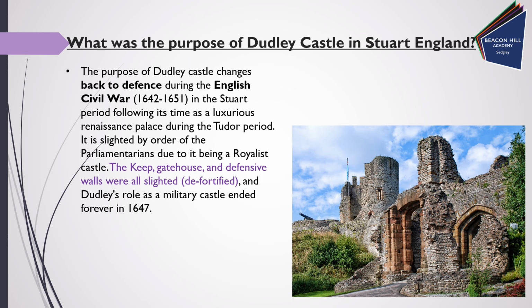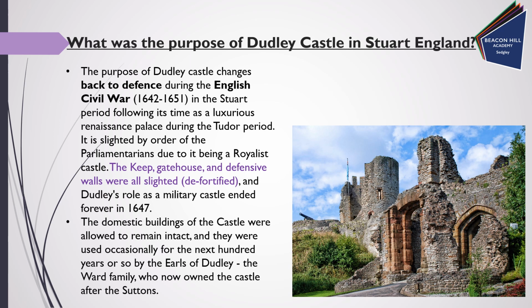As a result of the castle supporting Charles I during the English Civil War, the Parliamentarians slight the castle, so they damage the keep, the gatehouse and the defensive walls, all in purple, remember, because they are physical features that could be used in the exam. And this slighting ends Dudley's role as a military castle forever. It is worth noting that the domestic buildings of the castle were allowed to remain intact, and they were used occasionally for the next 100 years or so by the Earls of Dudley or the Ward family, who now own the castle after the Suttons.